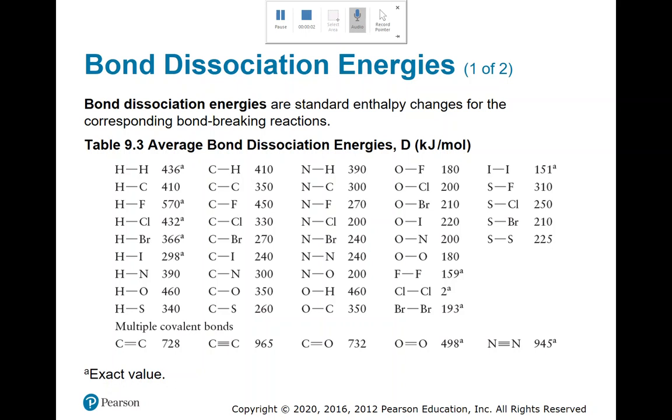The last thing to cover for Chapter 9 is going to be to go over how to use bond dissociation energies to estimate the enthalpy changes for gas phase reactions. So if you think back to when we talked about covalent compounds and I introduced the concept of a covalent bond, we discussed what determines the equilibrium bond length between two atoms.